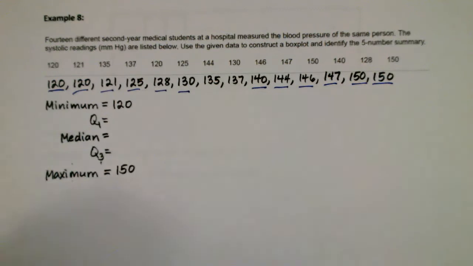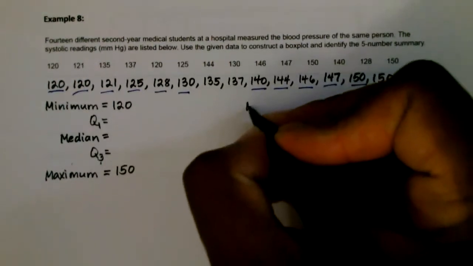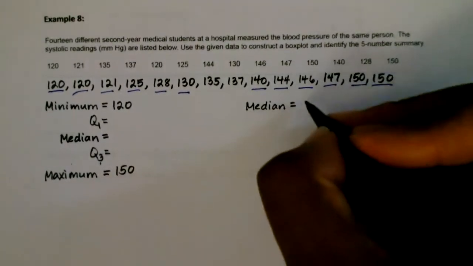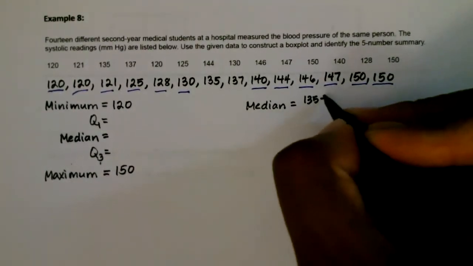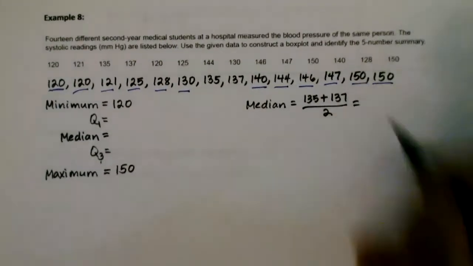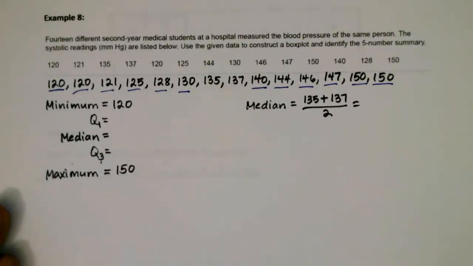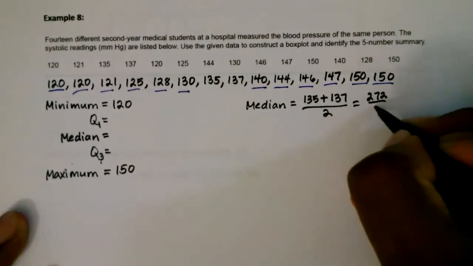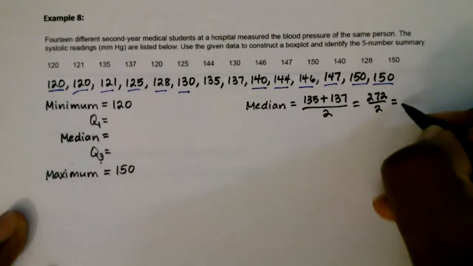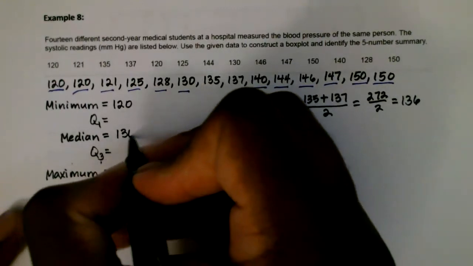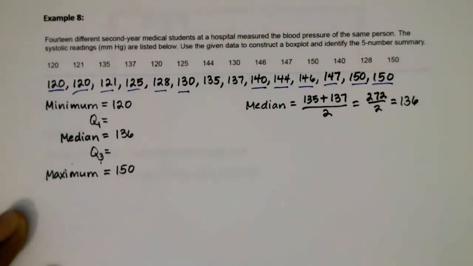So the median is the sum of those 2 middle numbers divided by 2. 135 and 137 divided by 2. Here I'm taking the average of the 2 middle numbers to get that median. 135 and 137 is 272. 272 divided by 2 would be 136. So the median is 136.